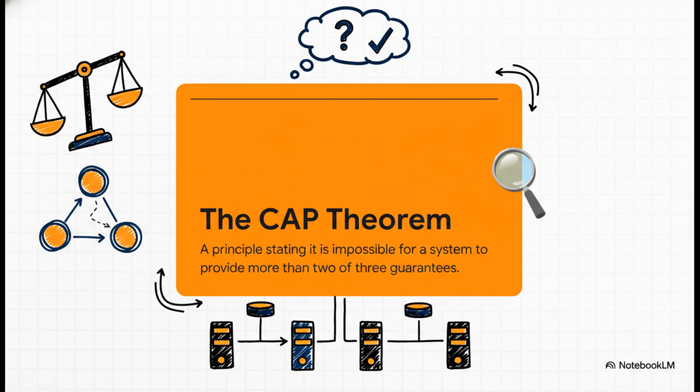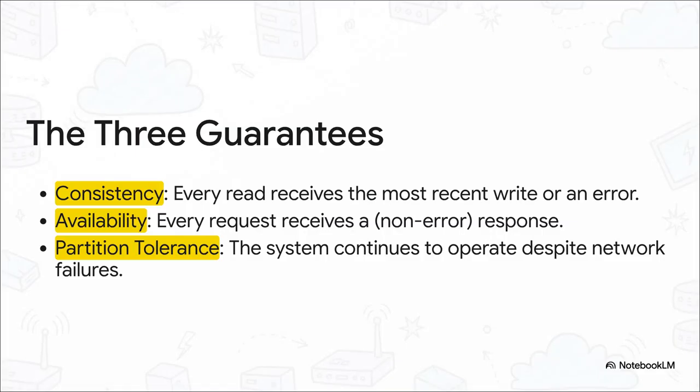This trade-off is actually formalized in something called the CAP theorem. The easiest way to think about it is as the great pick two of computer science. It basically says that any distributed system can only guarantee 2 out of 3 essential properties at the same time. You simply cannot have all 3. It's impossible. So what are the 3 guarantees you have to choose from?